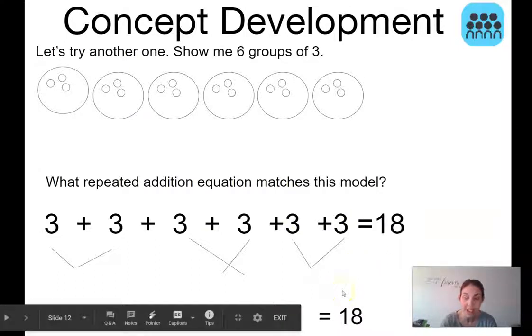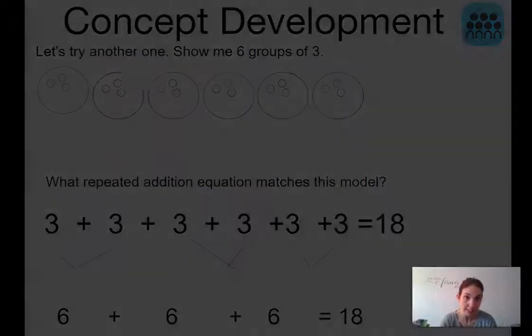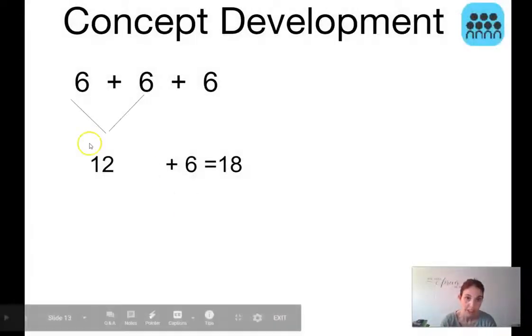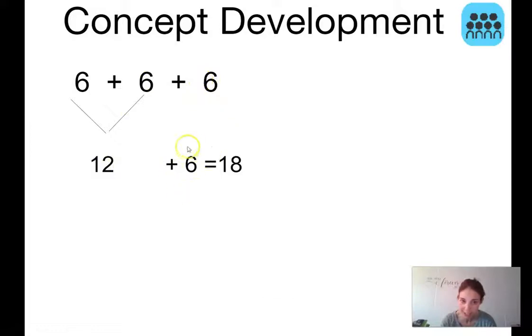Then we just have to add 6 plus 6 plus 6, or you could say 6 plus 6 equals 12. And then 12 plus 6 equals 18. Right here. 6 plus 6 equals 12. And then you just have one more 6. You just add that on. 12 plus 6 equals 18.